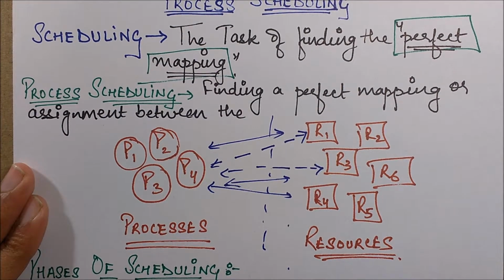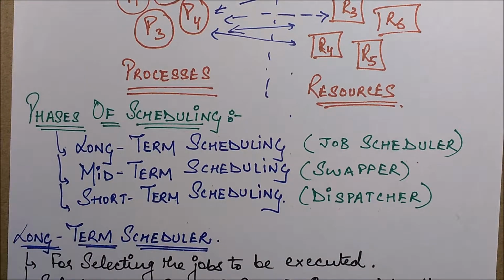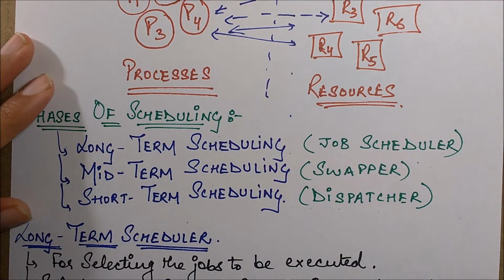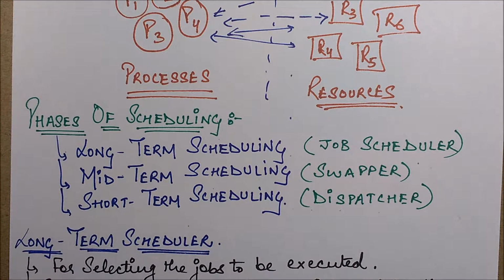So there come various phases of scheduling. And what are those phases? We have three phases. Whenever we discuss scheduling in computer science, when scheduling processes to the CPU, we have three types: long-term scheduling, mid-term scheduling, and short-term scheduling. So the three phases are these.